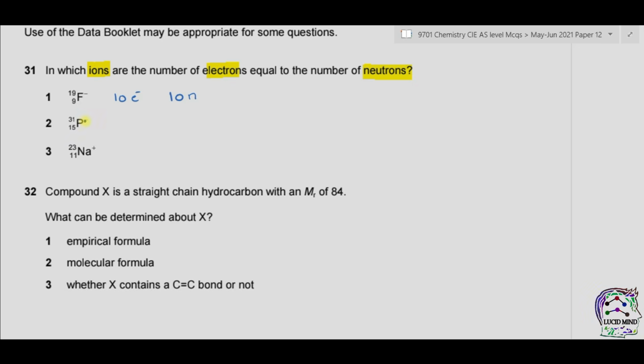Similarly, in phosphorus, we have -1 charge, so 15 protons plus 1 electron, it becomes 16 electrons. And 31 minus 15 becomes 16 neutrons. Part 3, we have sodium positive, so 1 electron is lost. 11 minus 1 will become 10 electrons. 23 minus 11 gives 12 neutrons. As electrons and neutrons are equal in first and second one, therefore answer is B.